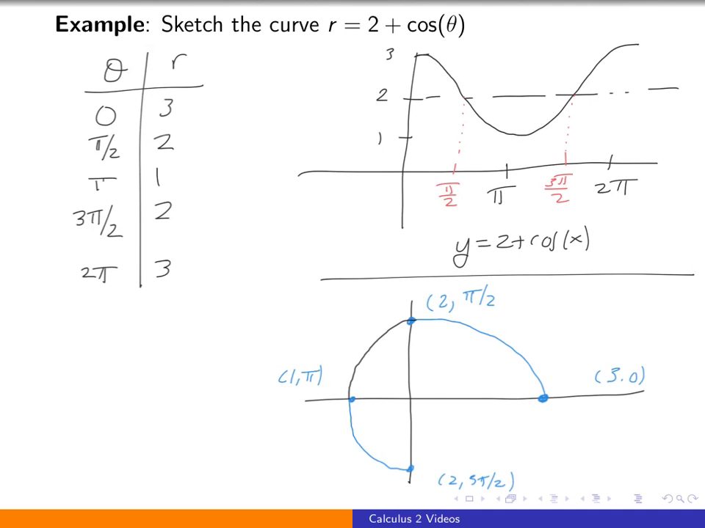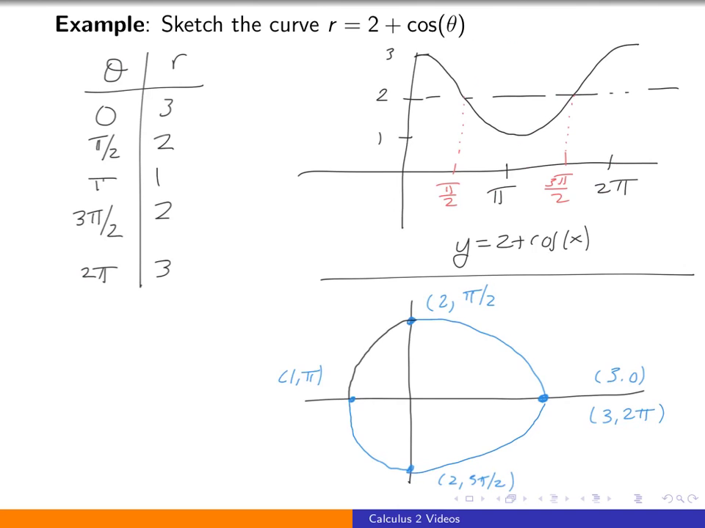So we're really making use of this Cartesian graph to help us get our values in the table to sketch our polar curve. So (3, 0) is actually the exact same point in polar coordinates as (3, 2 pi). So in the fourth quadrant, as we increase our theta value from 3 pi over 2 to 2 pi, our r value increases from 2 to 3. And we get a curve that roughly looks something like this.